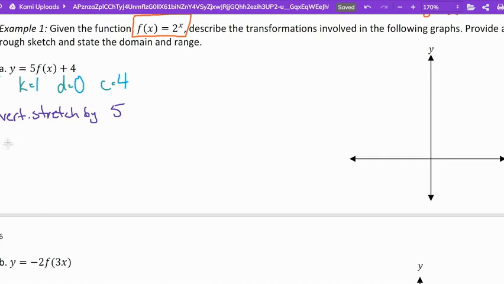So we can say vertical translation, 4 up.